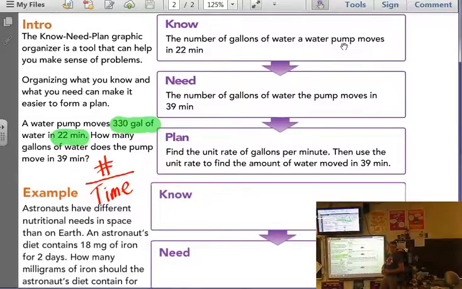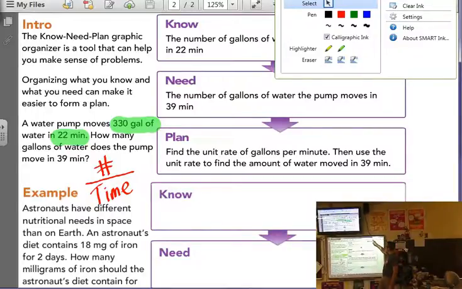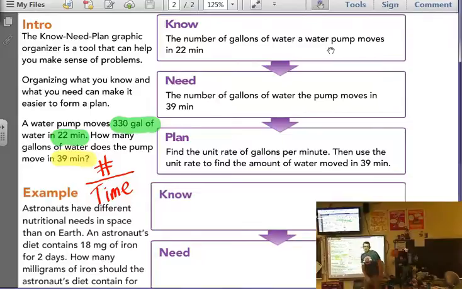So when we're solving rates that involve time, time is going to be my denominator. Now they want to know, how much water does this move in 39 minutes? So wait, they're not asking us for the unit rate.